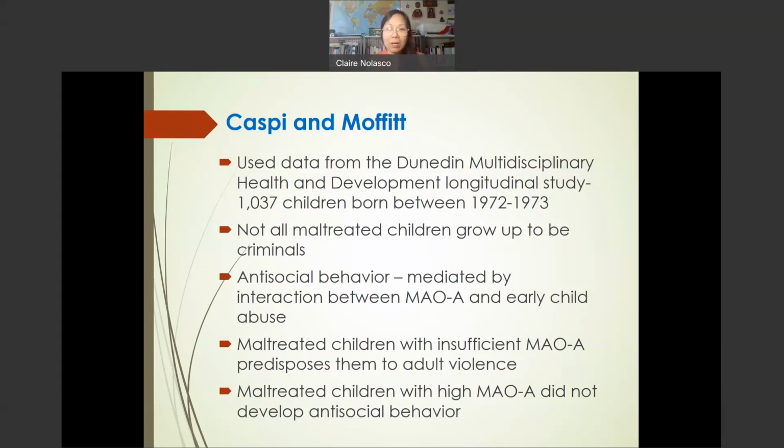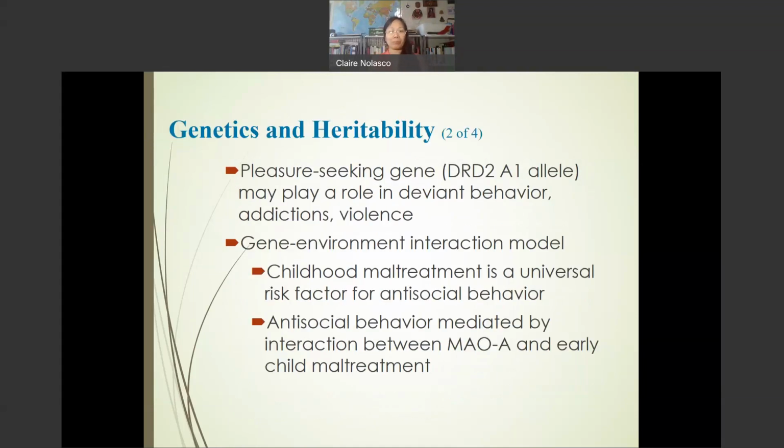So here you see that their study combines both biological explanation and sociological explanation, which is exposure to maltreatment as children. Another study found that a pleasure-seeking gene allele may also play a role in deviant behavior, such as addictions and violence. They also adhere to the gene-environment interaction model, saying that childhood maltreatment is a universal risk factor for antisocial behavior, but antisocial behavior is mediated by the interaction between MAO-A and early child maltreatment.